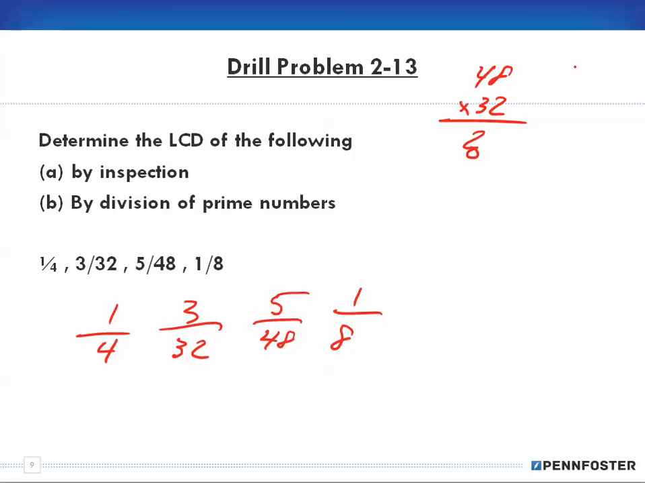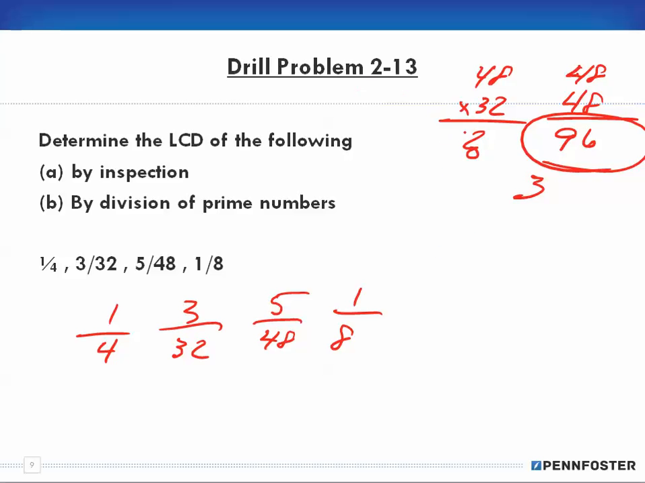But reality is what I want to do is take the 48 and add it to itself. So that's 96. Now, can 32 go into 96? Yes, it can go 3 times. So my least common denominator is 96.